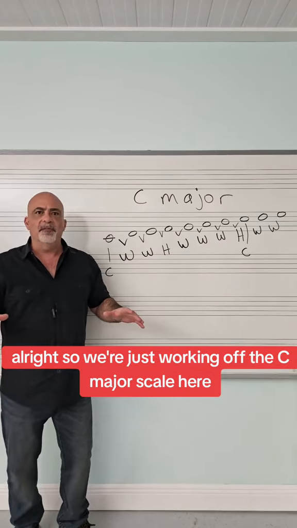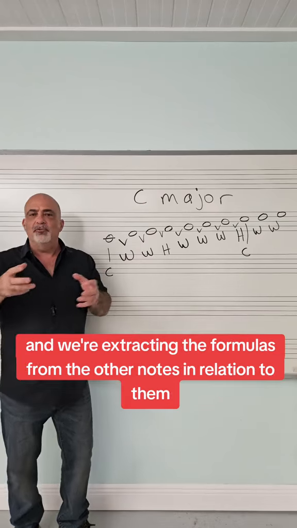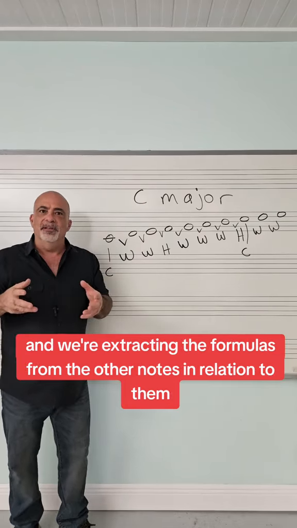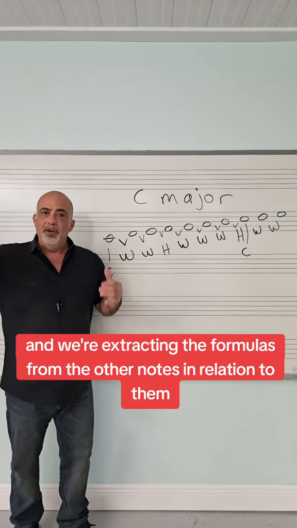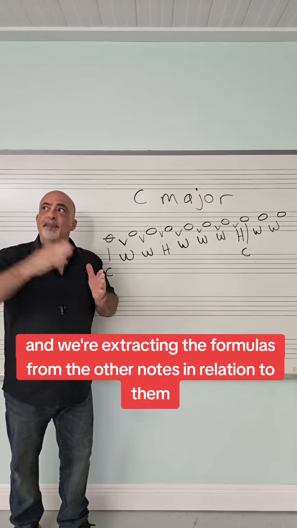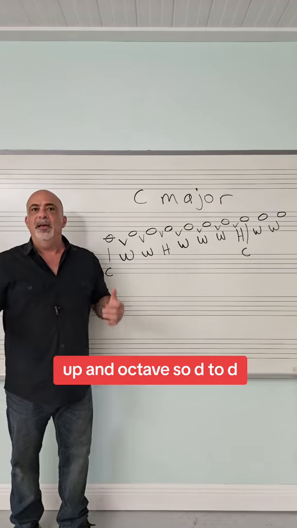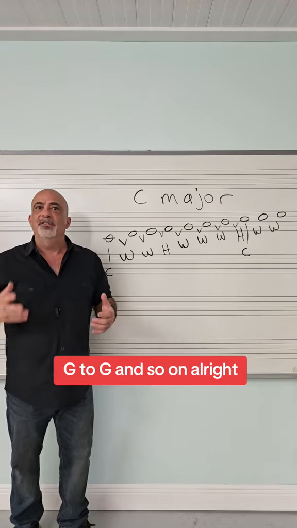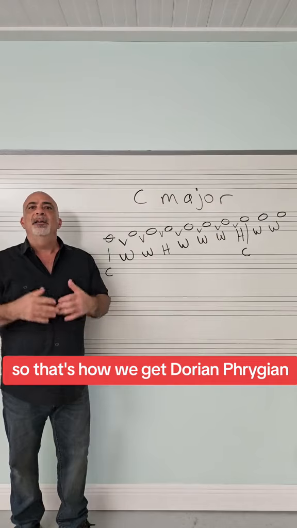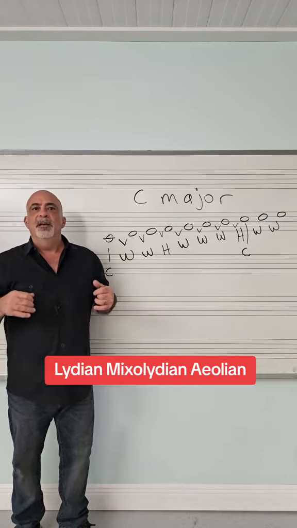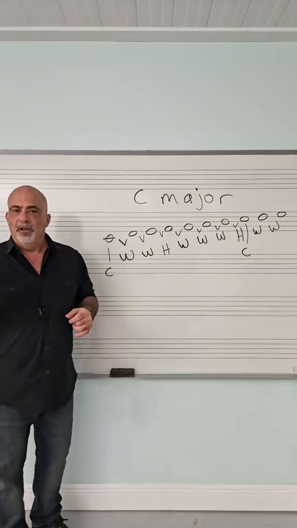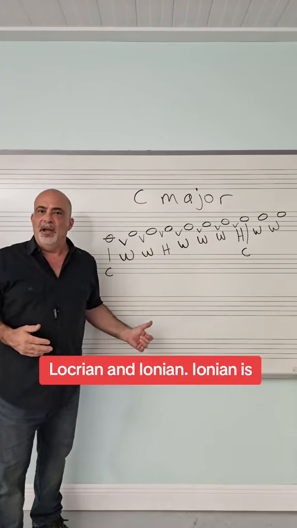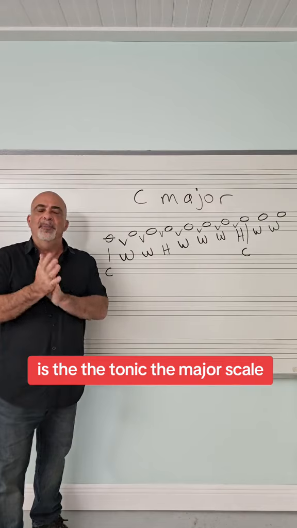All right, so we're just working off the C major scale here, and we're extracting the formulas from the other notes in relation to them up an octave. So D to D, E to E, F to F, G to G, and so on. All right, so that's how we get Dorian, Phrygian, Lydian, Mixolydian, Aeolian, Locrian, and Ionian. Ionian is the tonic, the major scale.